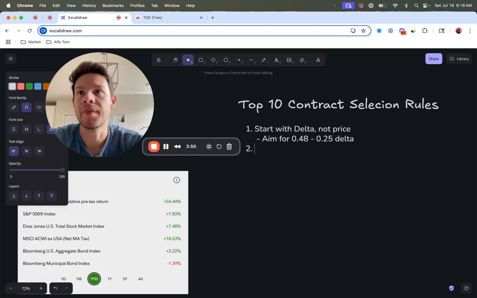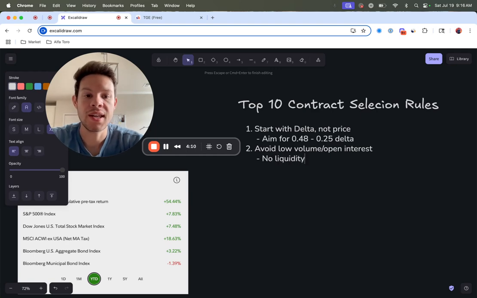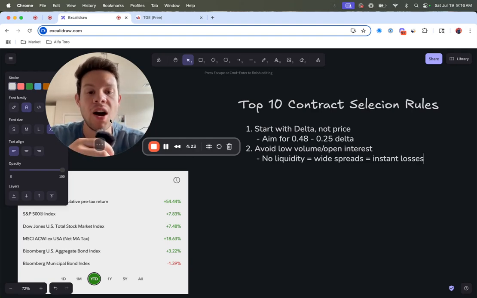All right, number two, avoid low volume and open interest. So any contracts with low volume or open interest, avoid them. The problem with this is that when there's no liquidity, that equals wide spreads, which equals practically instant losses. You're instantly losing money when you pick contracts that have low volume or low open interest.